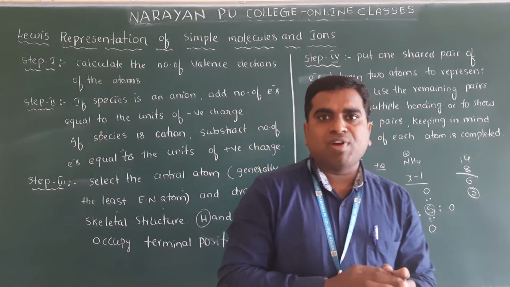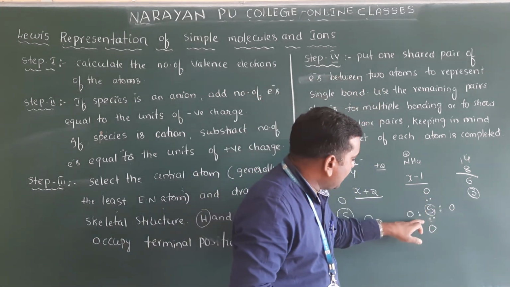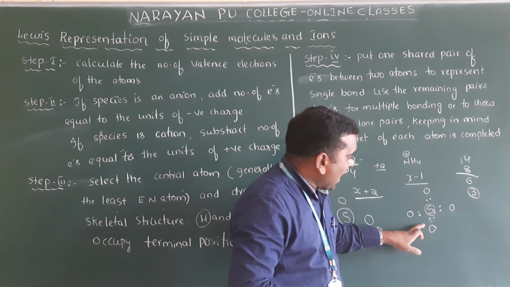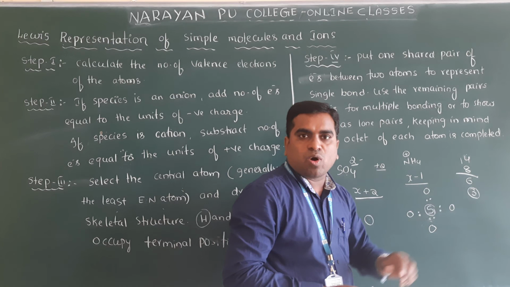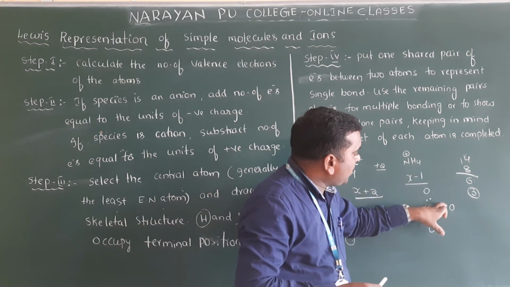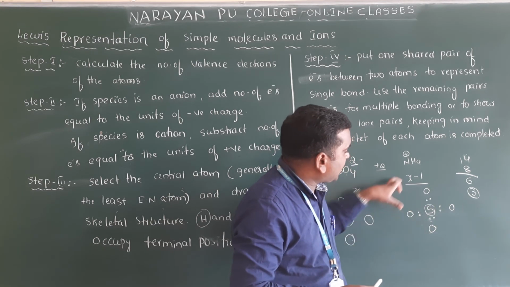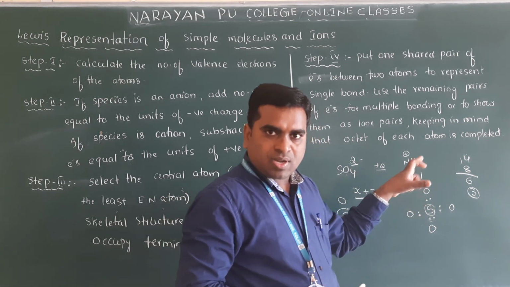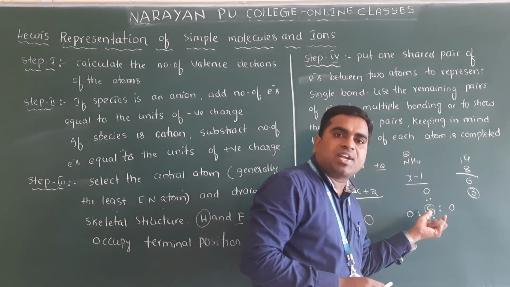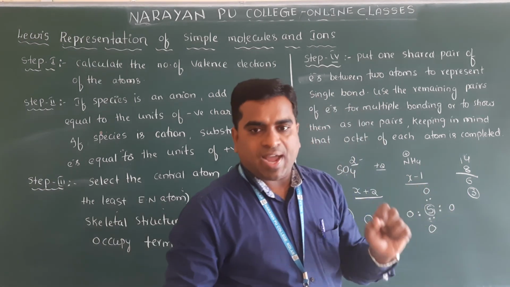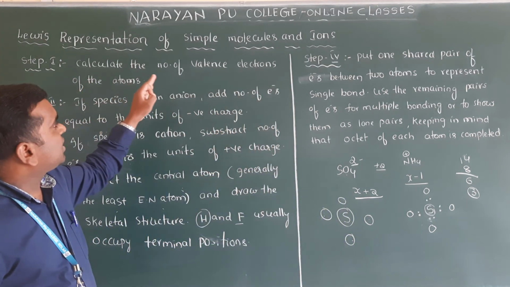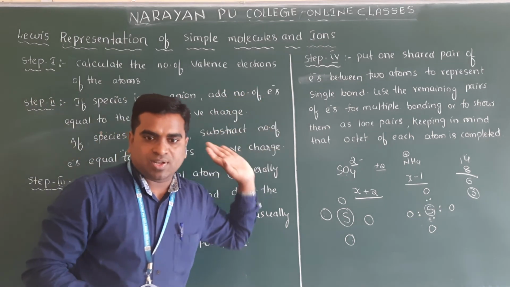And very important while distributing: after writing two electrons between the central atom and terminal atoms, use the remaining electrons first for the completion of the octet of the terminal atoms. Complete the octet for the first terminal atom, and after that see the octet for the central atom. These are the rules to write the Lewis representation of simple molecules and ions. Clear?